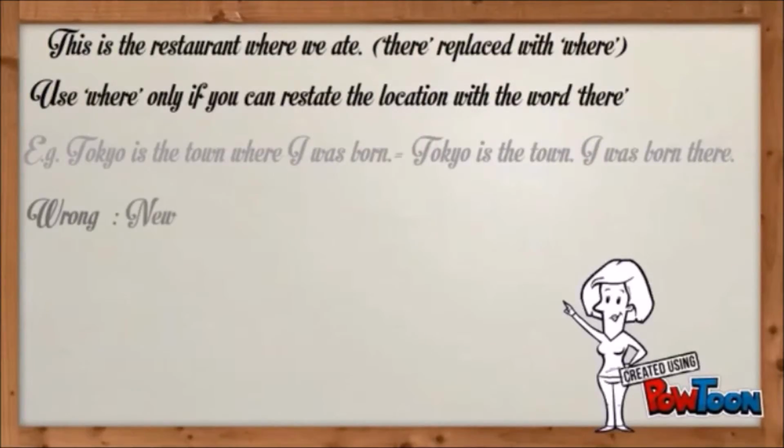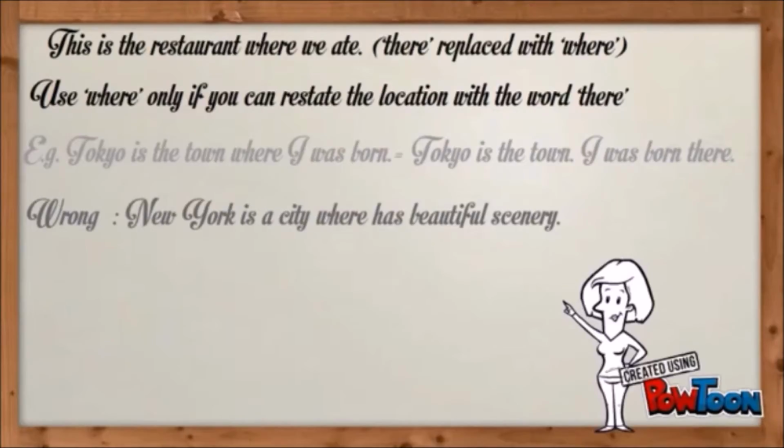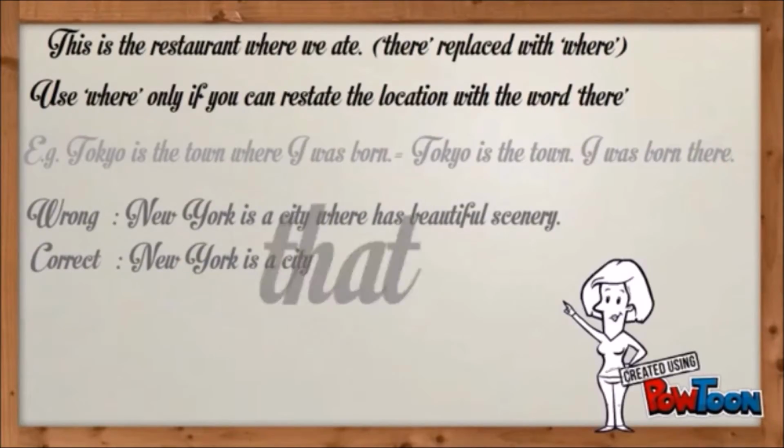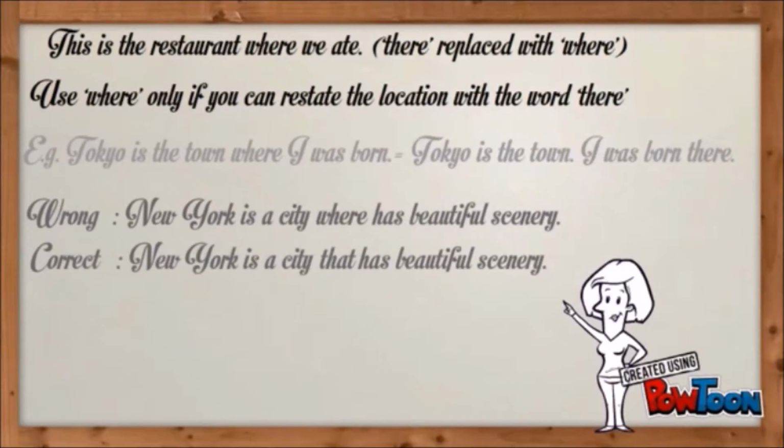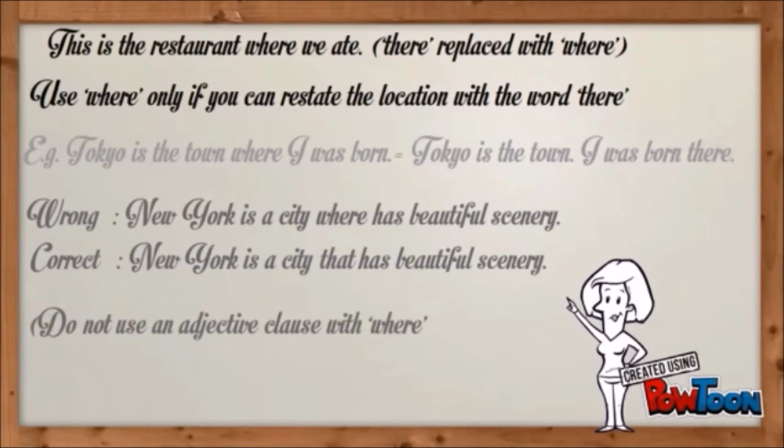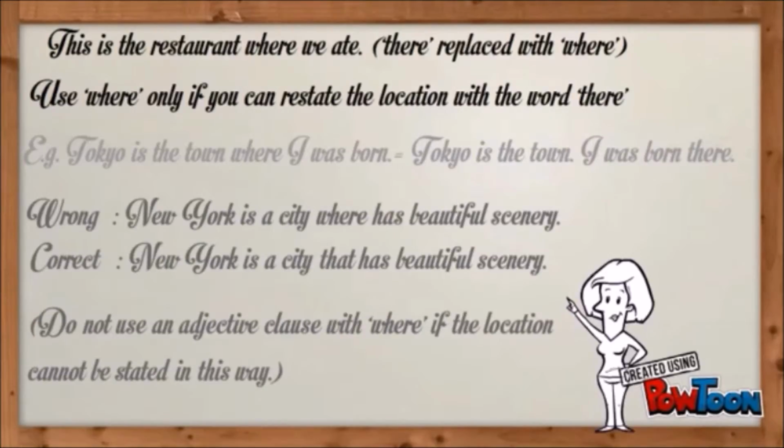For example, New York is a city where has beautiful scenery. The word where cannot be used because the word there cannot be restated in this sentence. Instead, the word that is used to describe New York City. Where can be replaced by which or that with a preposition.